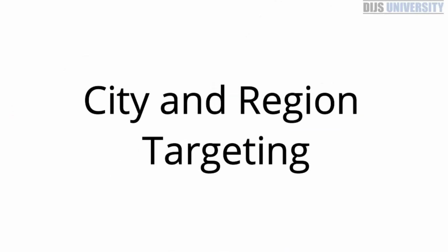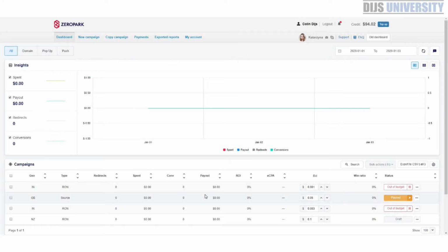City and region targeting. City and region targeting is available for all Zeropark campaigns except for multi-geo campaigns. So how to set up geo-targeting? To set up city and region targeting, you simply need to specify it when creating a campaign.